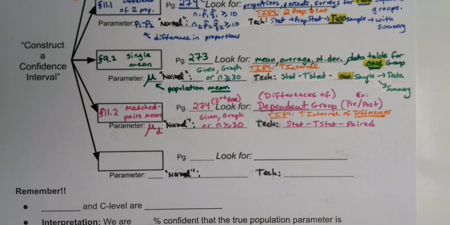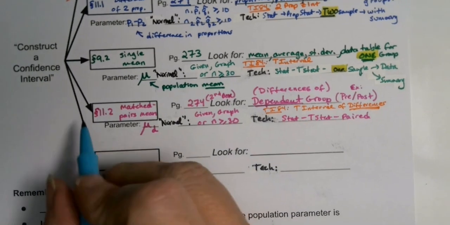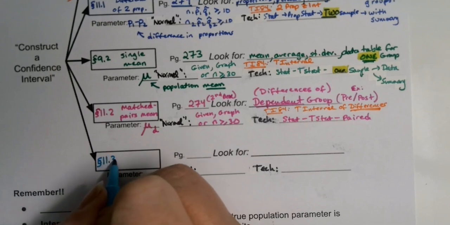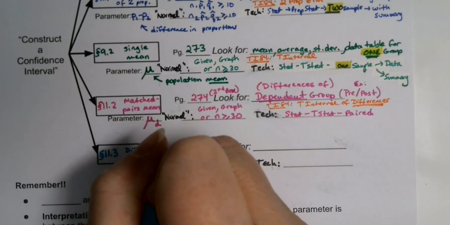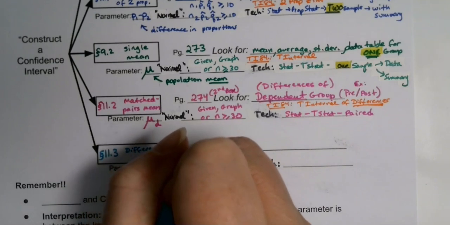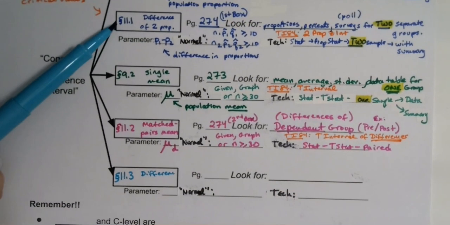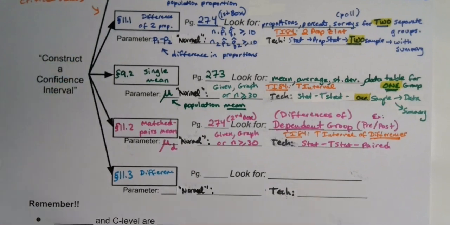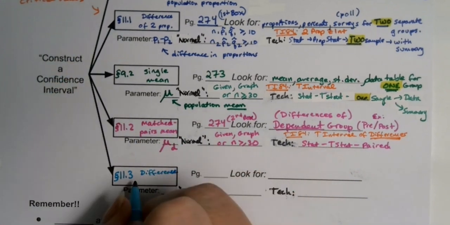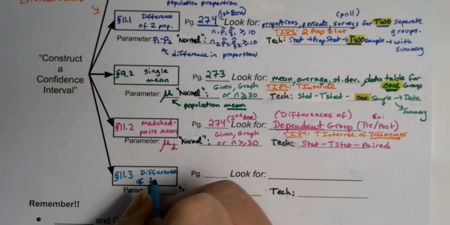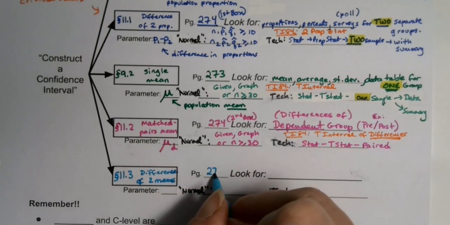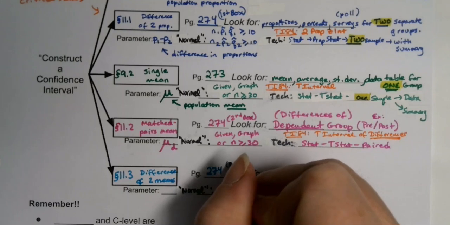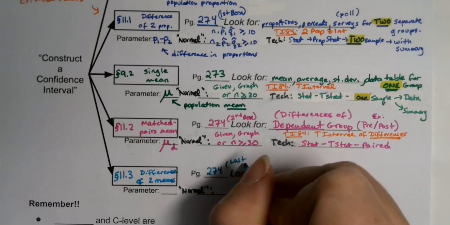All right, now the last one, the one I was trying to do a second ago by accident, is section 11.3, which is for the difference of two means. Just like this one up here was the difference of two proportions, right, for independent groups. This is for the difference of two means, which is on page 274 as well, but it's the last box on that page.